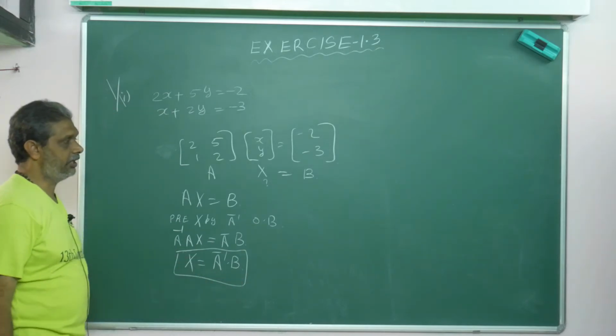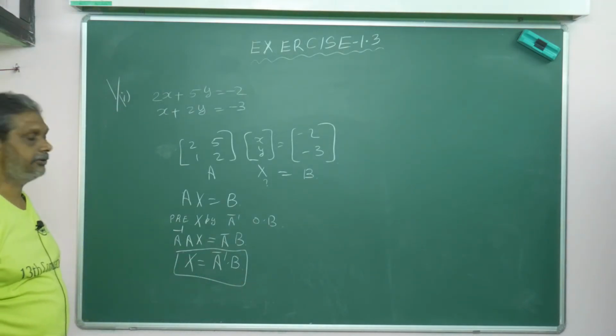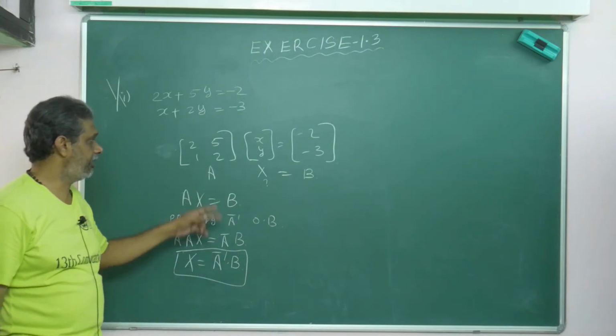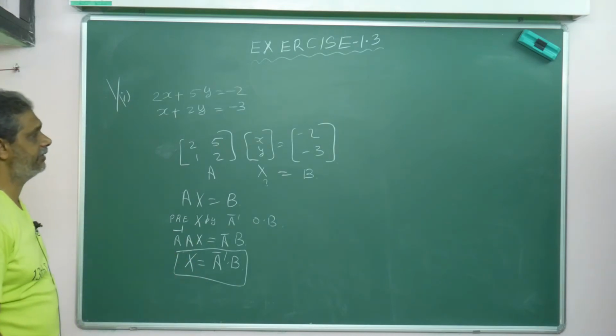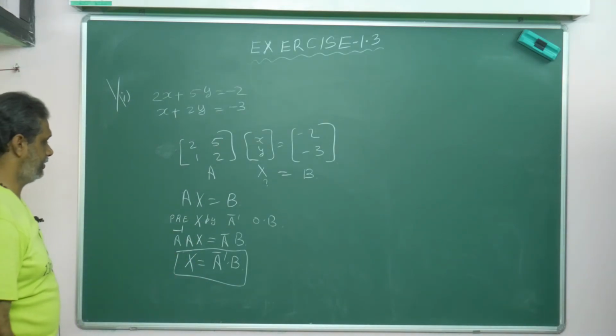Now x is equal to what? A inverse b. x is equal to A inverse b. If I am able to find A inverse, then b is already in my hand. If I multiply A inverse b, my job is over. Getting or not? Now we see what I will do.